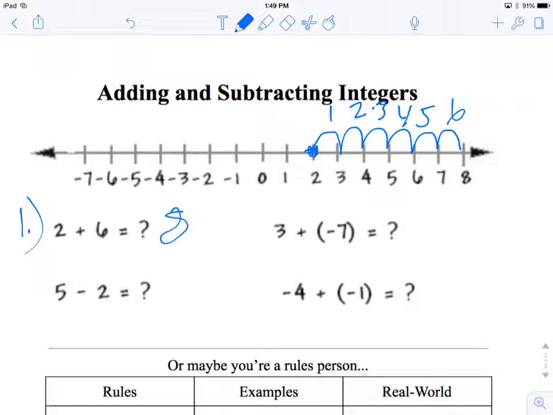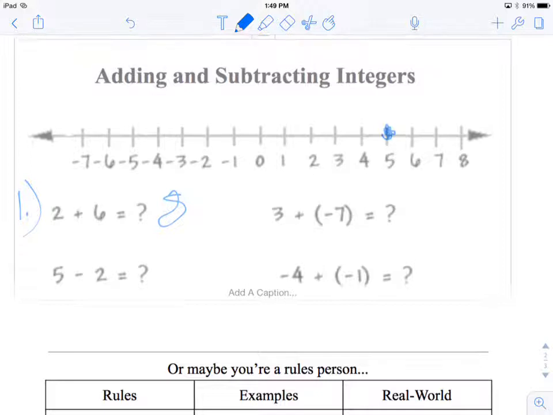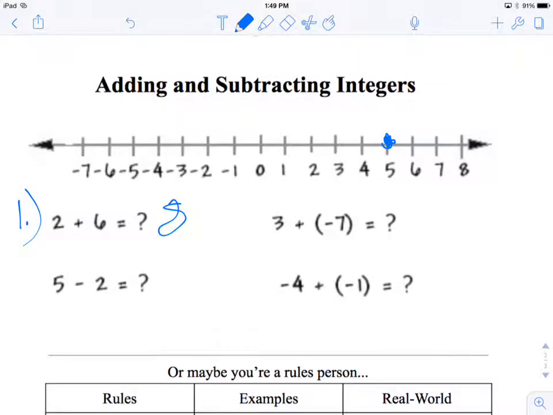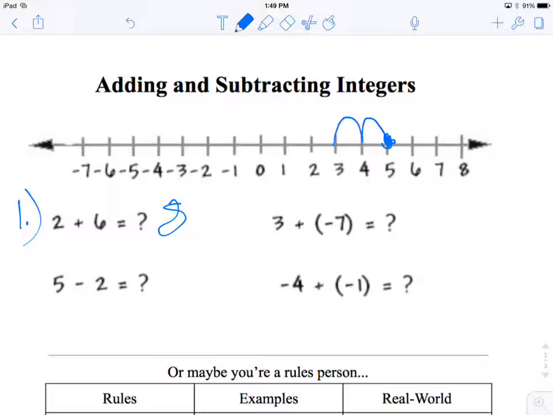5 minus 2 will look a little different. So this time I'm going to start at 5, and I'm going to subtract 2 this time. So 5 minus 1, 5 minus 2, my answer is 3. Well, that's the easy part, but now we have to do it with the negatives.